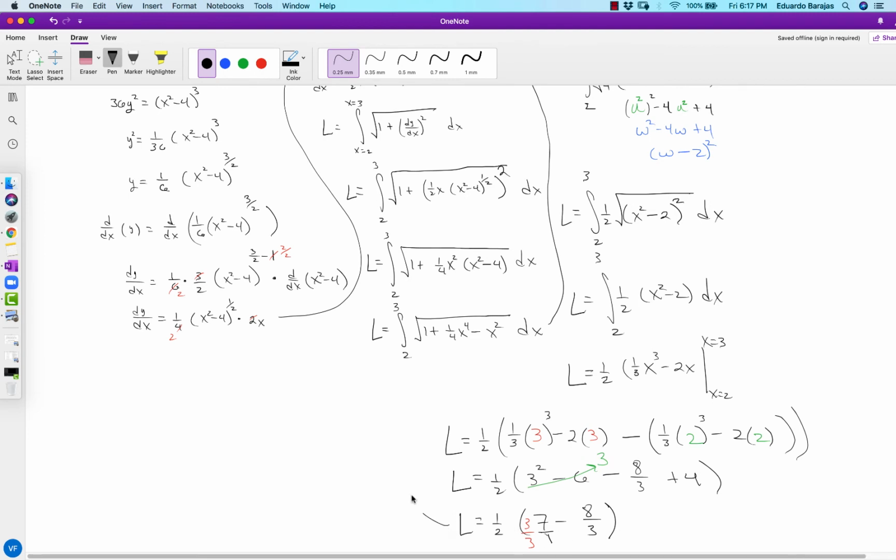It's getting kind of messy, so I'm just going to go over here. So L equals 1/2 times 21 thirds minus 8 thirds, which becomes 13 over 3. So L equals 1/2 times 13 over 3, which means L equals 13 over 6 becomes our answer.